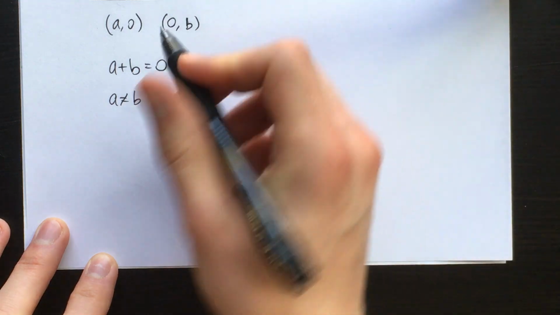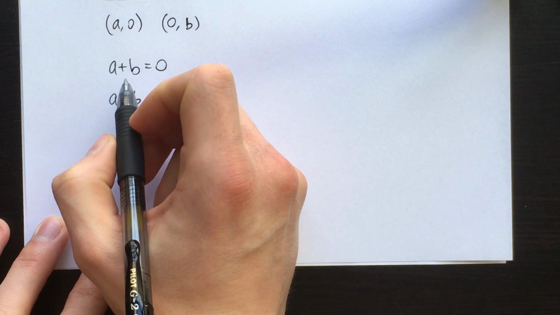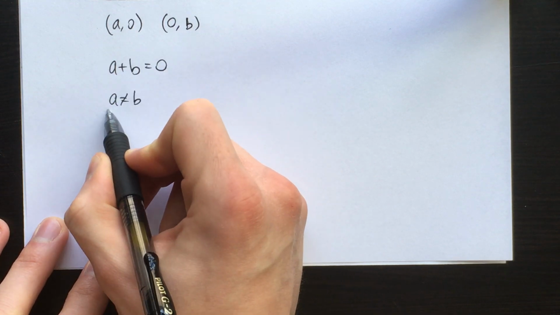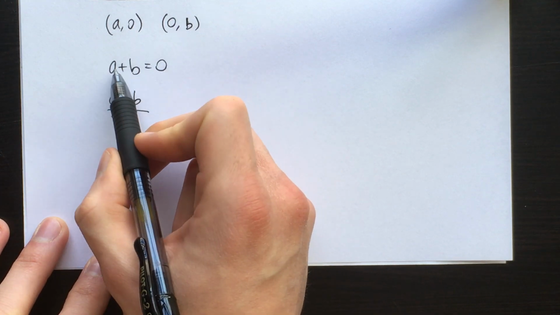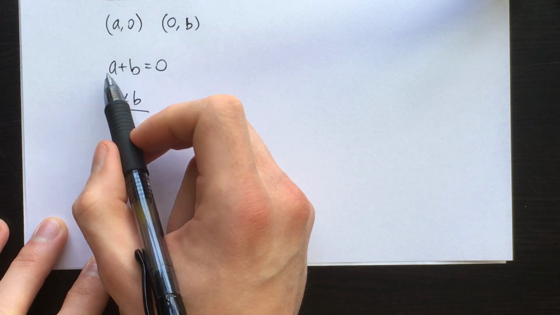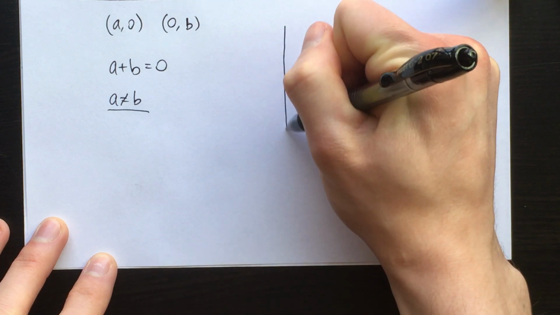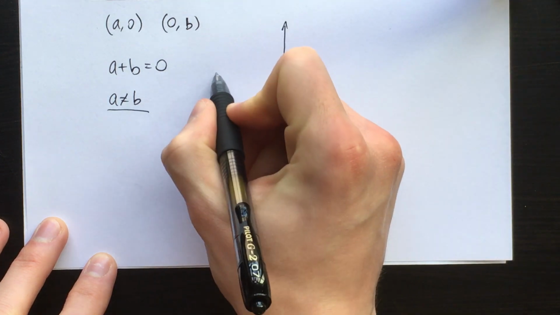The critical thing here is that a plus b is equal to 0. So basically what that means is that the only way this can be the case is if one is like positive 2 and the other is negative 2. They're not equal. One is just a positive and the other is a negative. So let me just take that example. I think thinking about this visually or graphically is best.